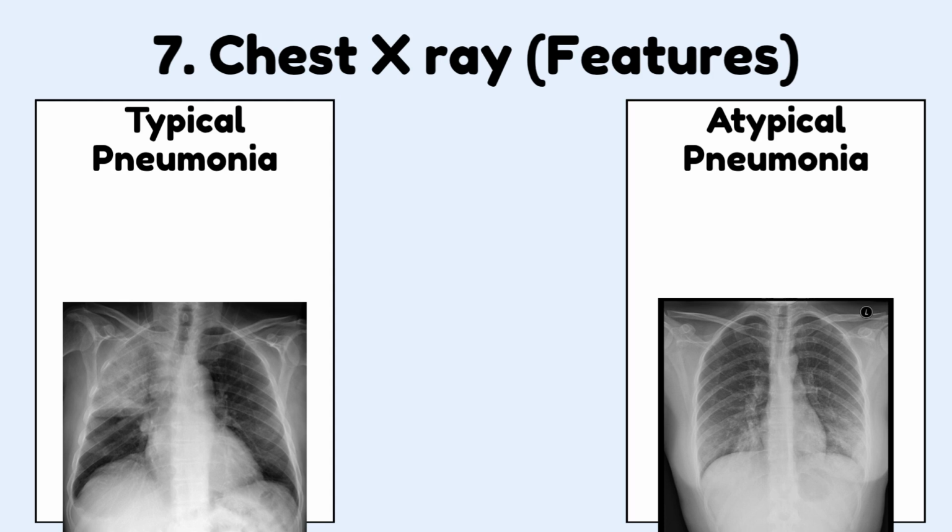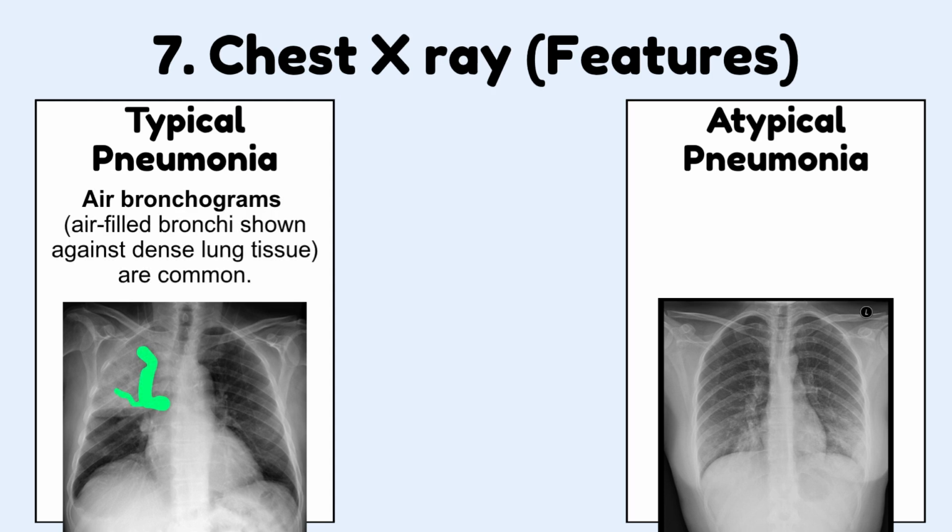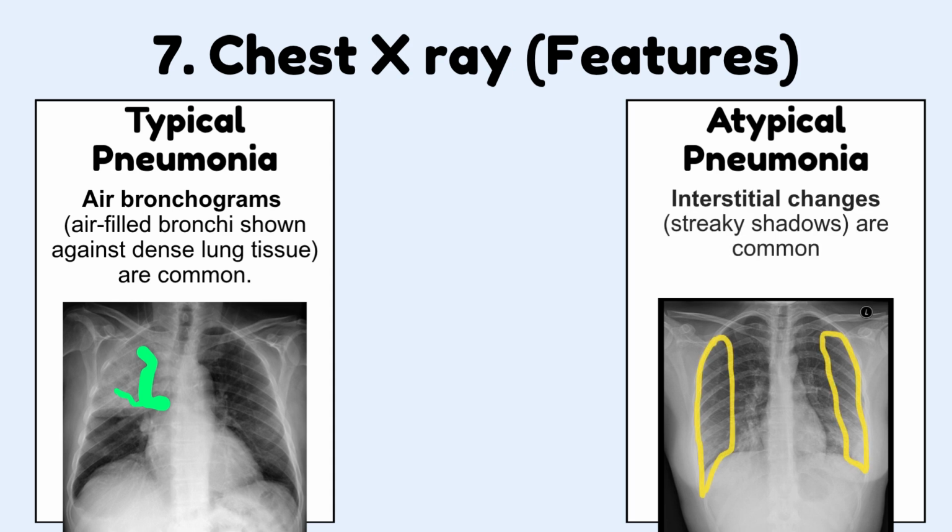Additional features on chest X-ray. Air bronchograms, air-filled bronchi shown against dense lung tissue, are common in typical pneumonia. Interstitial changes, streaky shadows, are common in atypical pneumonia.